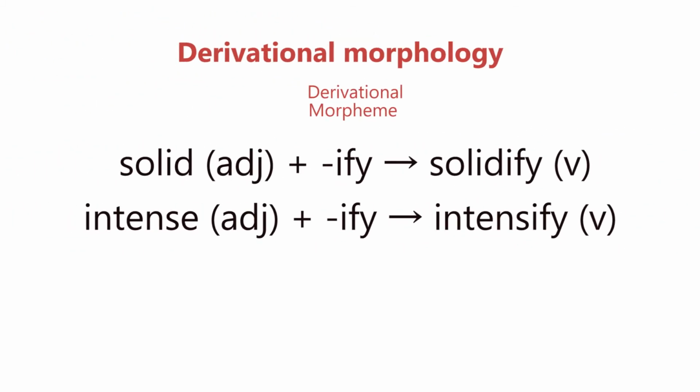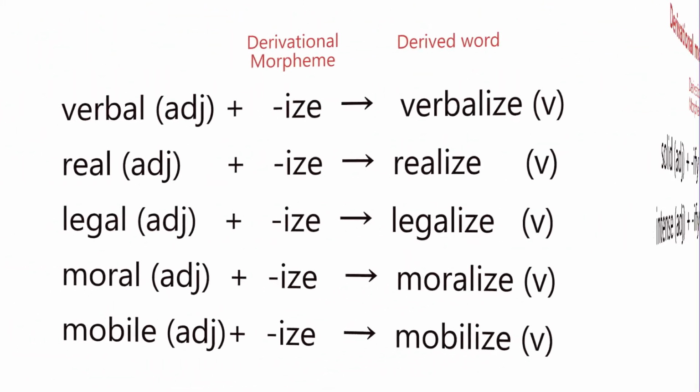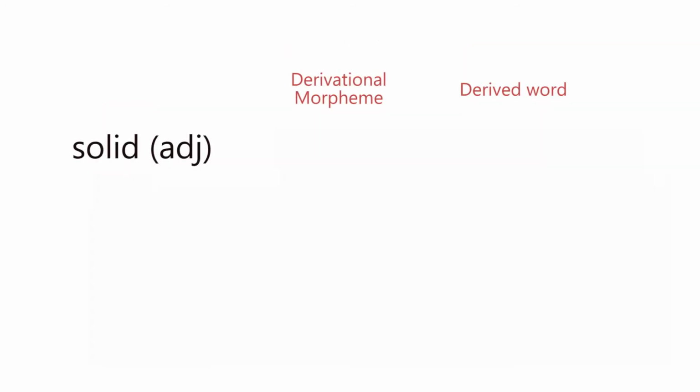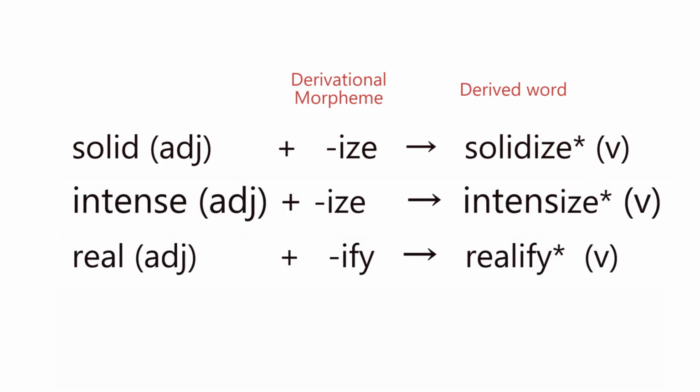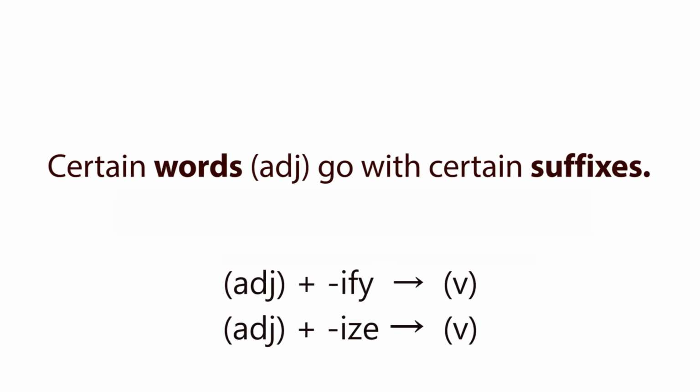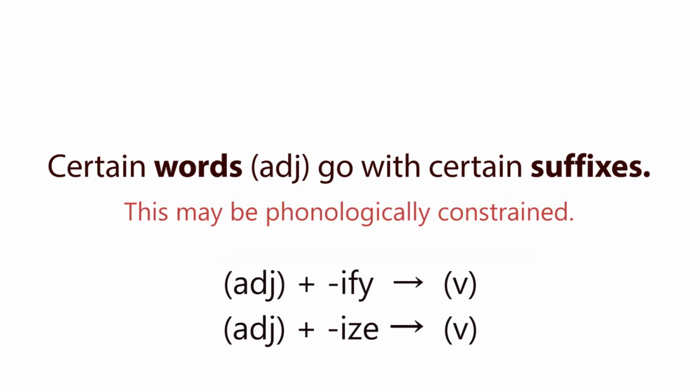You can say solidify and intensify, but when it comes to verbal or real or legal or moral or mobile, you say mobilize, moralize, legalize, realize, or even rationalize. But potentially, there is nothing that stops you from saying solidize or intensize, realify, or legalify. Those words don't exist in English, but they are potential words. But for some reason, certain adjectives have been combined with certain suffixes, maybe phonologically constrained.